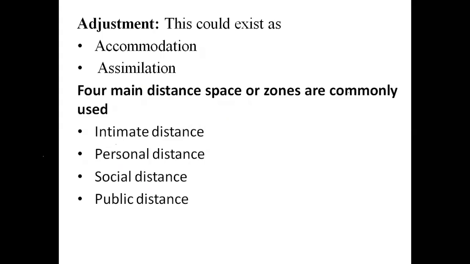Adjustment is just trying to accommodate, trying to assimilate a person. So adjustment could assist as accommodation or as assimilation. Now, accommodation leads to hostile individual and group, to reduction, elimination of conflict through reciprocal alteration of behavior.